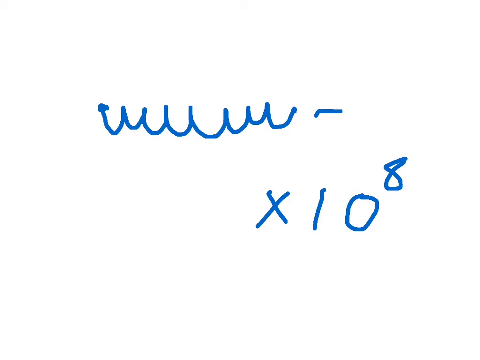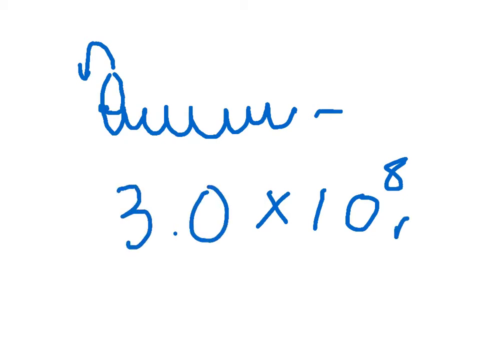We're going to round it to the 10th place just to make it a little easier to work with. So that would turn the 2 into a 3, right? Because 9 would round up to 10. So it becomes 3.0 times 10 to the 8 meters per second.